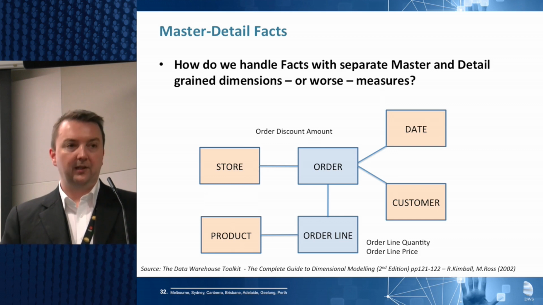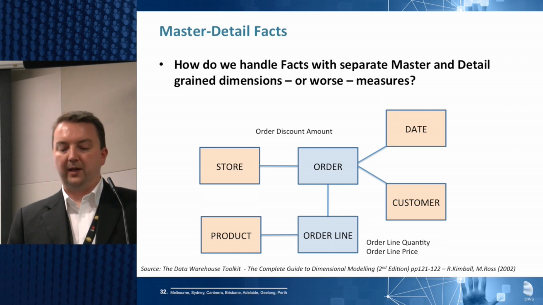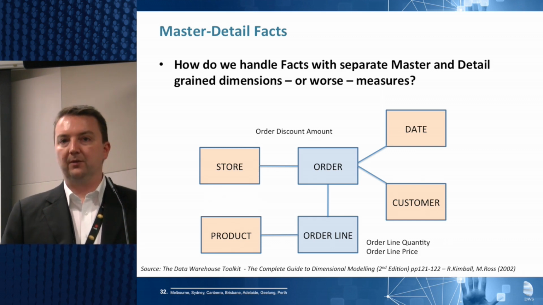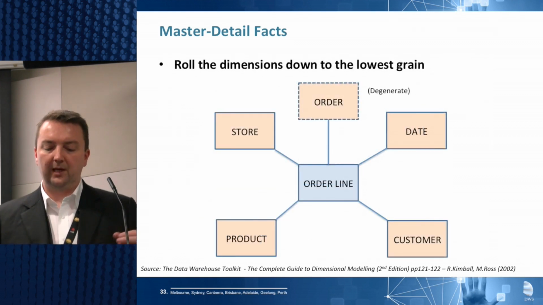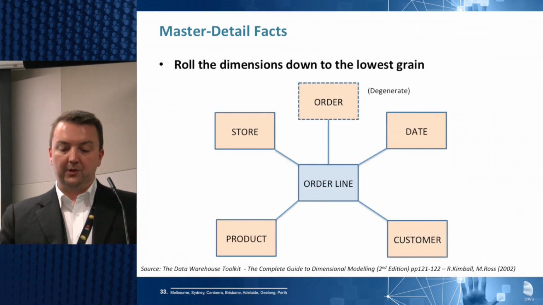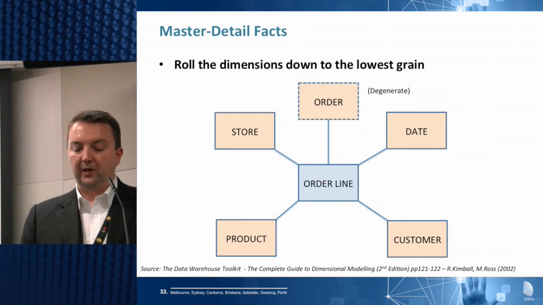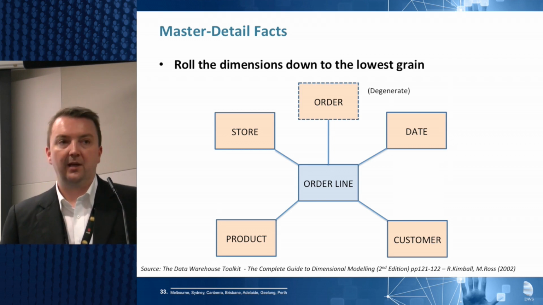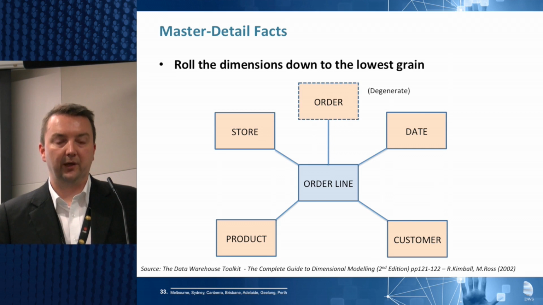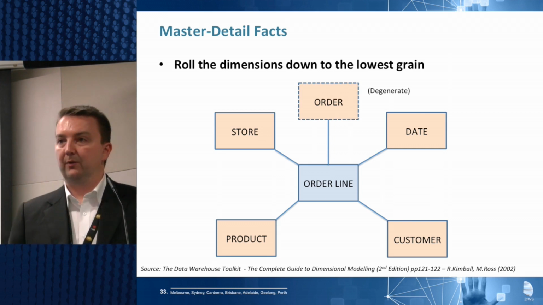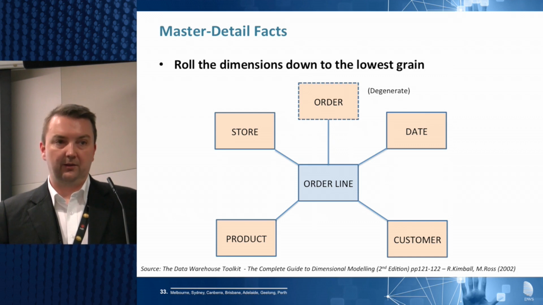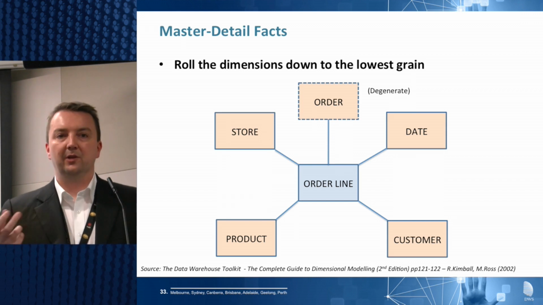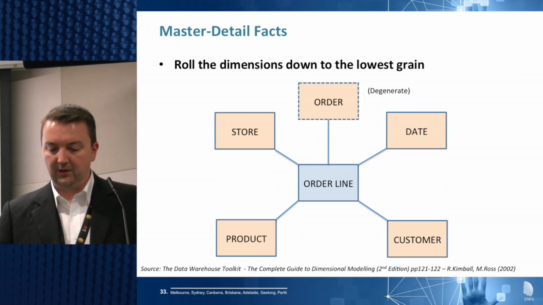Simple solution, roll everything down to the lowest level of granularity. So rather than have order and order line, or worse, trying to treat order as a dimension of order line, we take all of the order attributes, the order dimensions, and roll them down to the order line. So now order line, which previously only had the product dimension, now has store, date and customer. Okay, and it's got a degenerate dimension of order. Our measures on the order line are still only the measures that were against the order line. We haven't solved the problem of what to do with those order level measures.